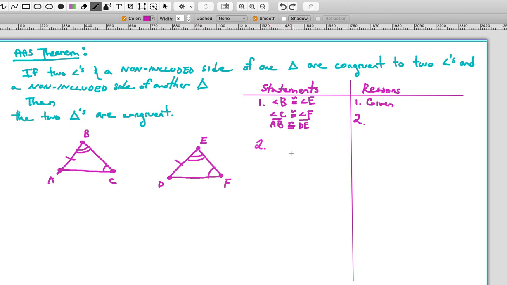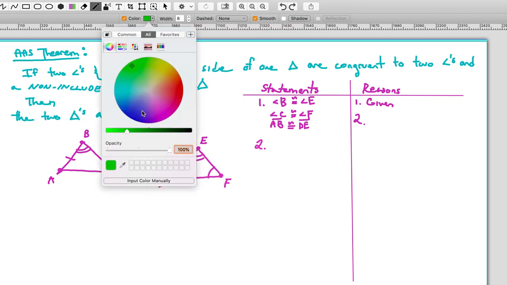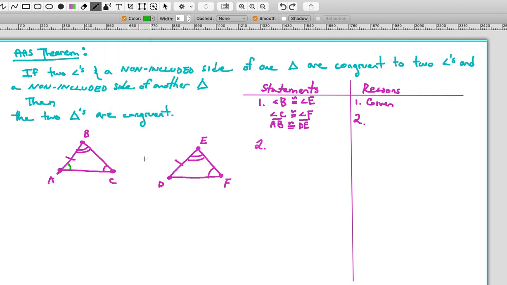So the first thing that I'm going to say is I'm going to invoke a theorem that we just proved. I'm going to invoke the third angles theorem. I know that if two angles in one triangle are congruent to two angles in another triangle, then the third angles are congruent. So that means that angle A, in this case, is congruent to angle D. And this follows from third angles theorem.